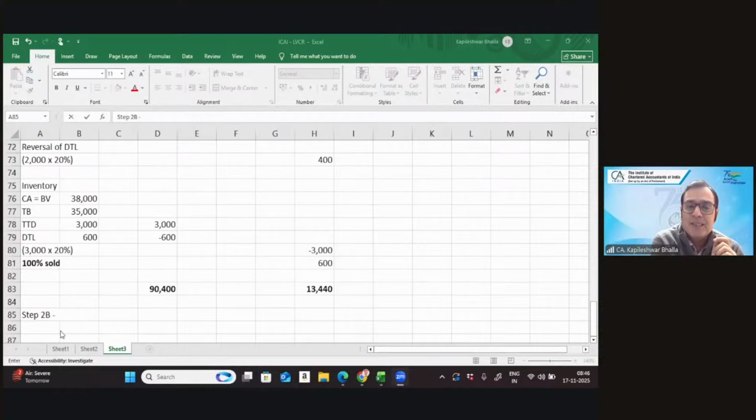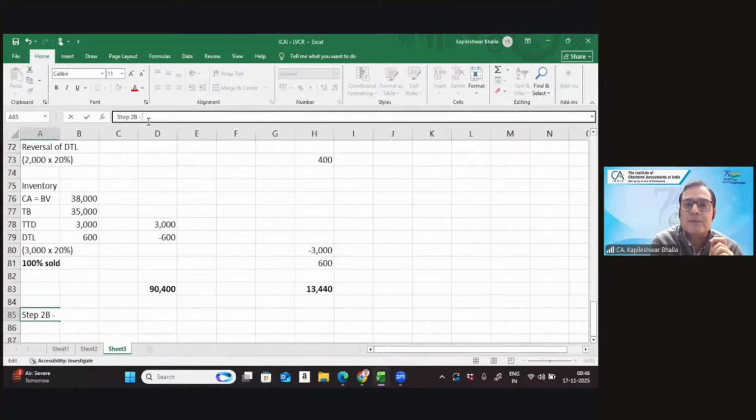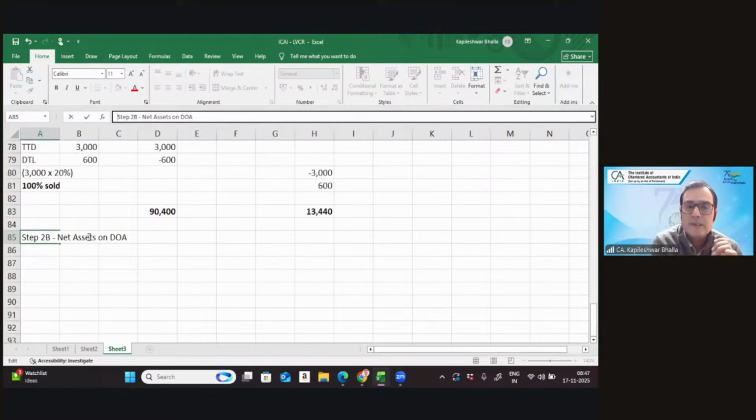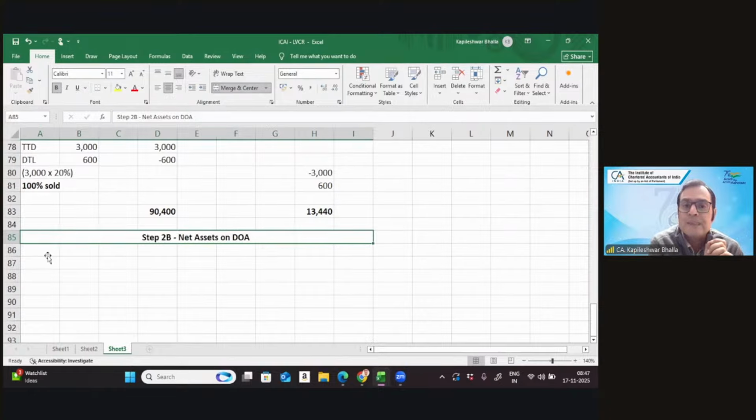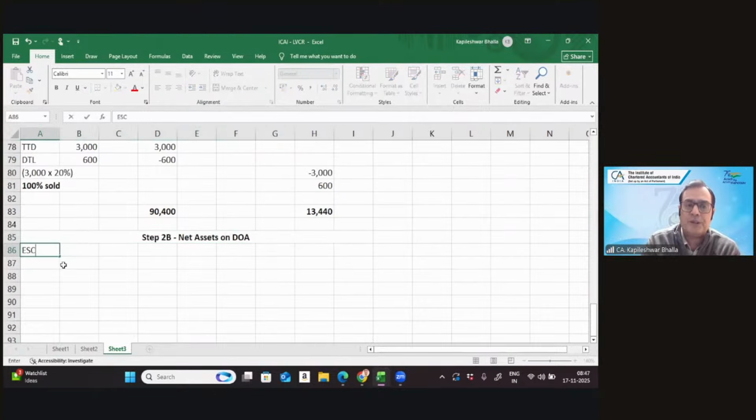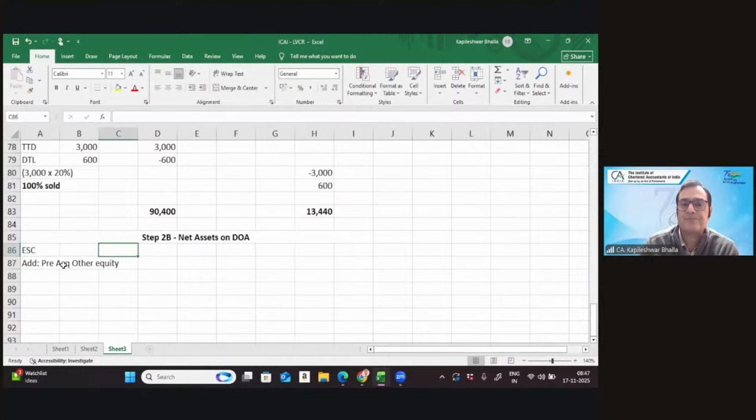Okay, so now we go to step number 2B. In terms of step number 2B, what we need is to get the net assets on the date of acquisition. So let's now organize the data. Once we get the net assets on the date of acquisition, it's going to be the sum total of the equity share capital, as well as the pre-acquisition equity, as well as the pre-acquisition other equity, what you've already got in the analysis.